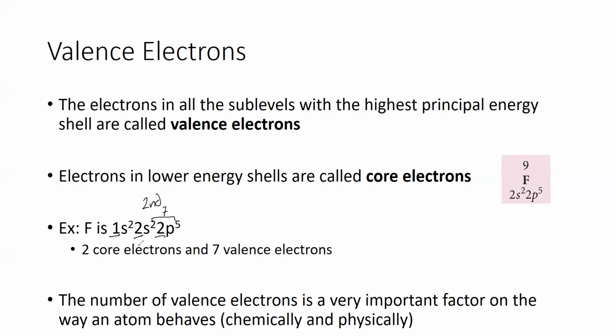Core electrons are any electrons that are not valence electrons. So fluorine has 2 core electrons. So that's what a valence electron is, and that's what a core electron is.